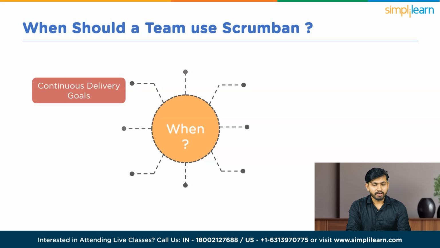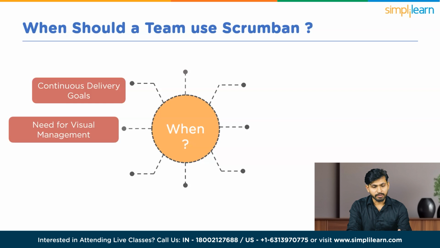Teams aiming for continuous delivery and the ability to release increments of the product more frequently may find Scrumban beneficial. It allows for the iterative release of features within the time-boxed sprints. Next is desire for visual management. Teams that benefit from visualizing their work on a Kanban board to enhance transparency and collaboration may opt for Scrumban. The visual representation helps track tasks, identify bottlenecks, and ensures a smooth workflow.